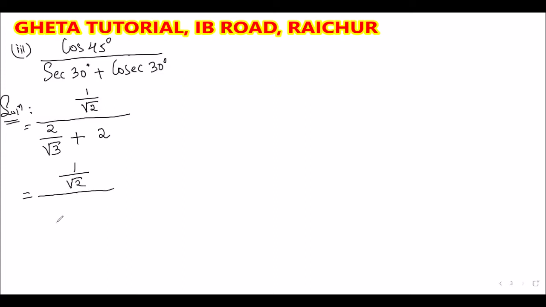Here the LCM will come, root 3. This root 3 is as it is. We have to take the LCM, so this root 3 you have to multiply in the second term. First term is same. 2 plus 2 root 3 will come. So in the second step, I have taken the LCM.